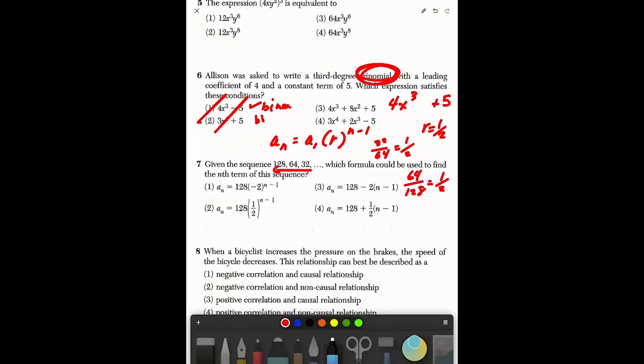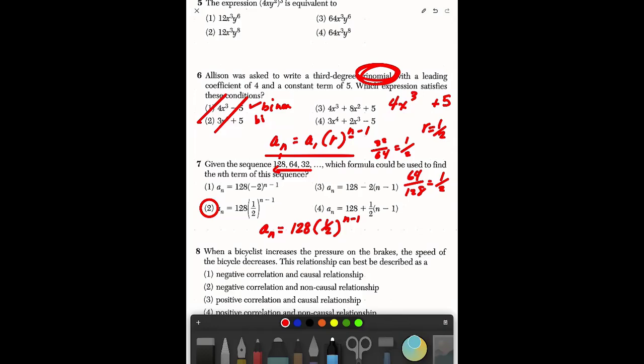Now, they didn't tell us what term, so we're just going to leave the n. But they did tell us that 128 is the first term. So just using this formula, which is on the reference sheet, the a sub n, the nth term, is going to be the first term, which is 128, times the common ratio, which is 1/2, to the n minus 1 power. This is your answer.